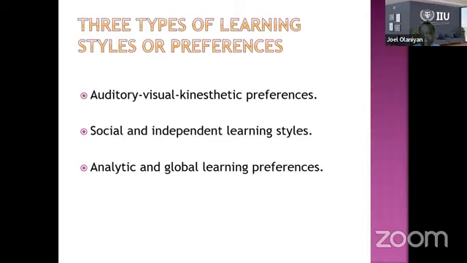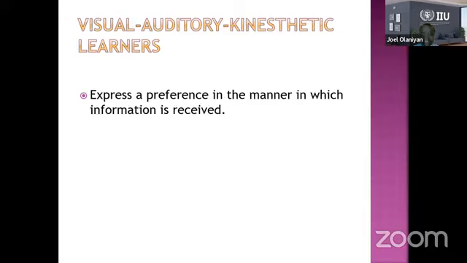So let's delve into the main matter now. We want to look at the three major types of learning styles, or the three major types of learning preferences. Like I told you, the auditory, the visual, the kinesthetic preferences, that is a type, which I have talked about. The second type is the social and independent learning styles. And the third one is the analytical and global learning preferences. Let's look at them one after the other. So let's look at the visual, auditory, kinesthetic learners. This type of learners express a preference in the manner in which their information is received.